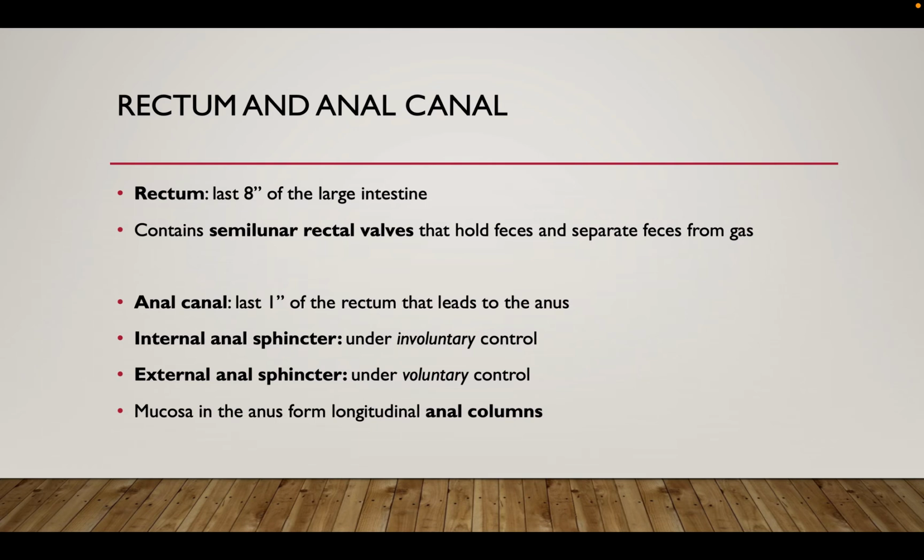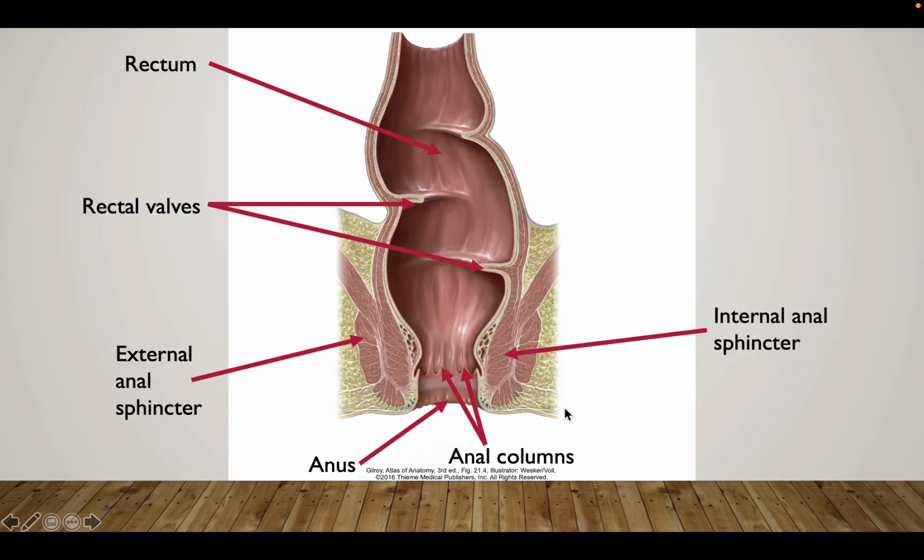The mucosa in our anus will form these longitudinal regions known as anal columns, and we'll take a look at those right here. What we see here is the terminal end of the large intestine as the rectum. You can see these little outpouchings that are diverging into the lumen of this rectum.